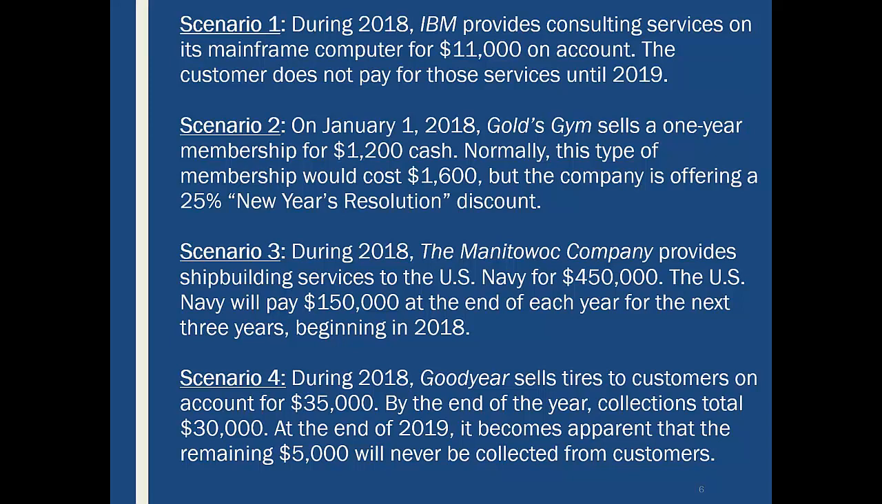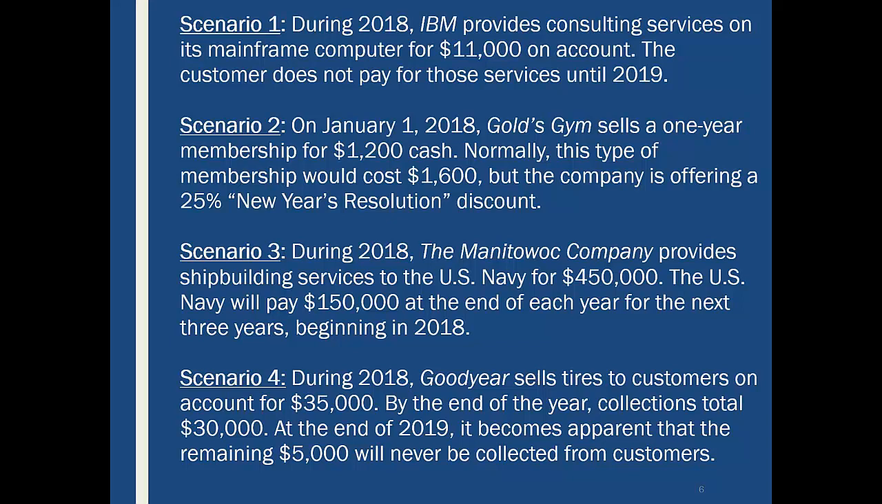So we always have to separate those. So in IBM's case, even though they didn't get the cash, they still earned the revenue, so they're going to recognize that revenue in 2018 as a 2018 revenue, and they'll collect the cash later. So in that case, it becomes an accounts receivable for IBM. Okay, how about the next one?